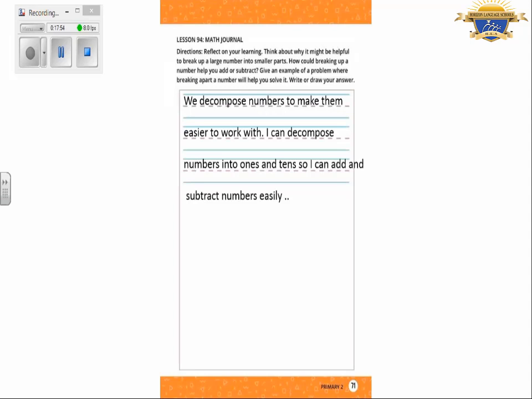Okay, I decompose numbers so I can make them easier to work with, and I decompose numbers into ones and tens so I can add and subtract numbers easily. So decomposing numbers makes them easier to work with, and it makes adding and subtracting numbers easier.